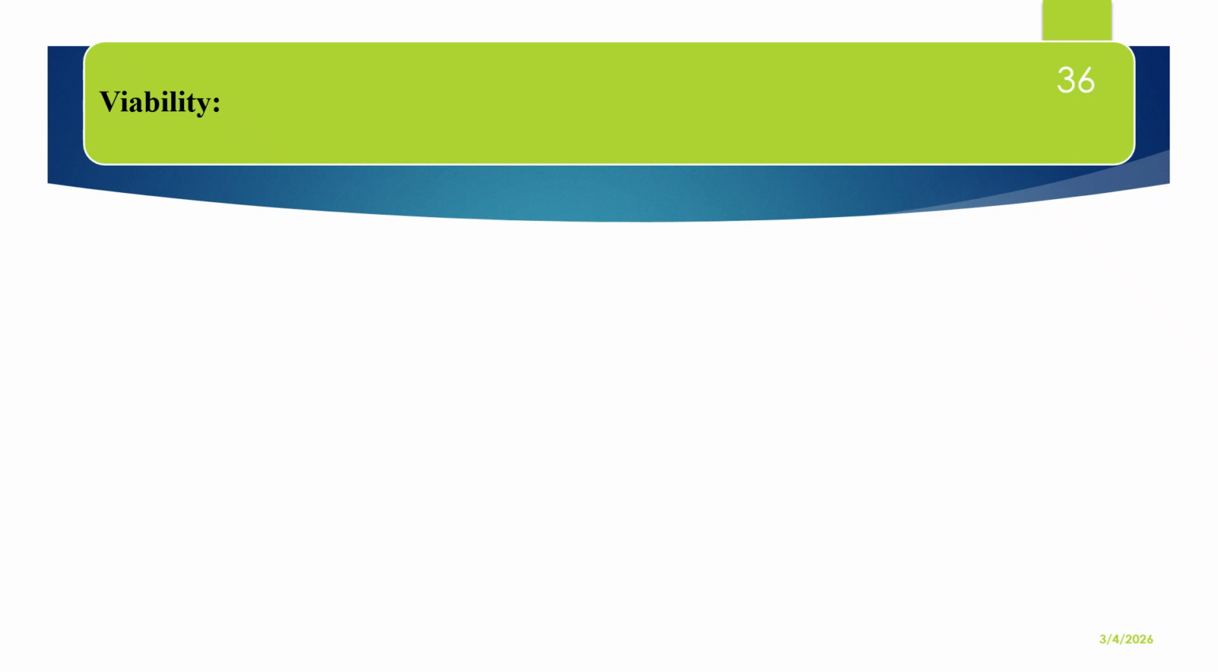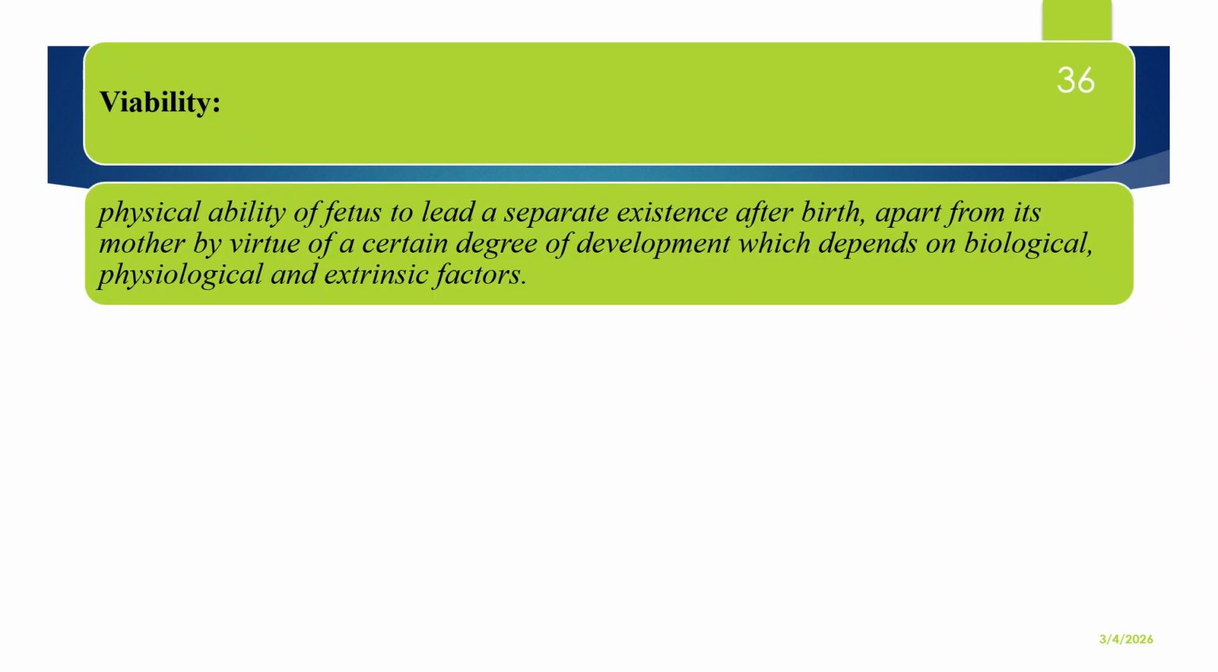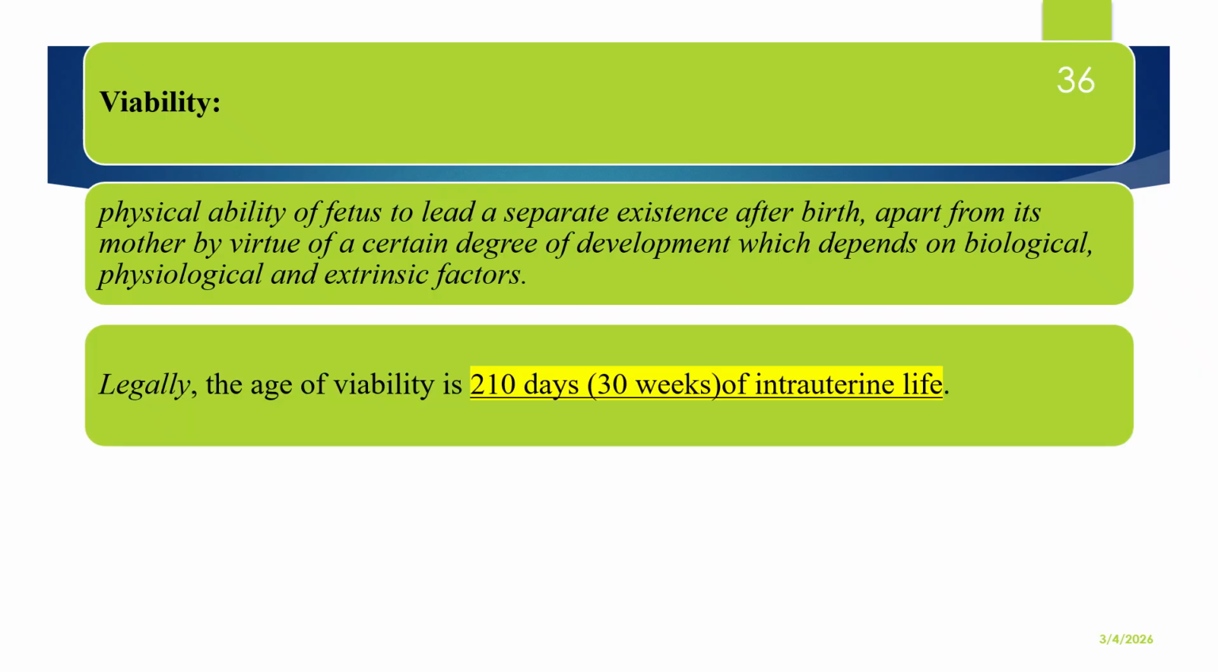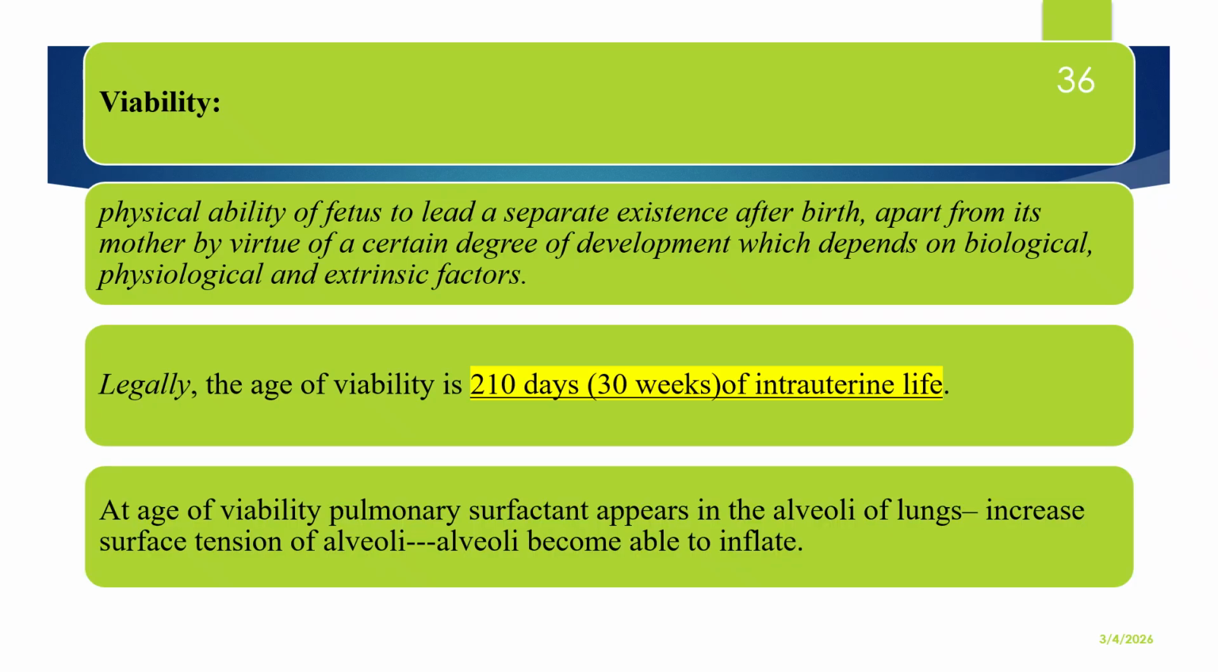Then we have something known as viability. So, what is viability? It is the physical ability of the fetus to lead a separate existence after birth, apart from its mother, by virtue of a certain degree of development, which depends on biological, physiological, and extrinsic factors. Legally, the age of viability is 210 days, that is, 30 weeks of intrauterine life.